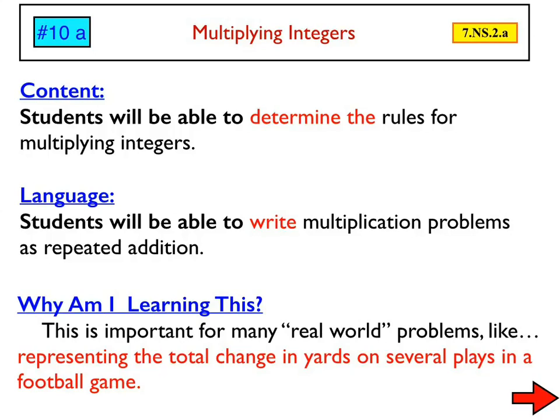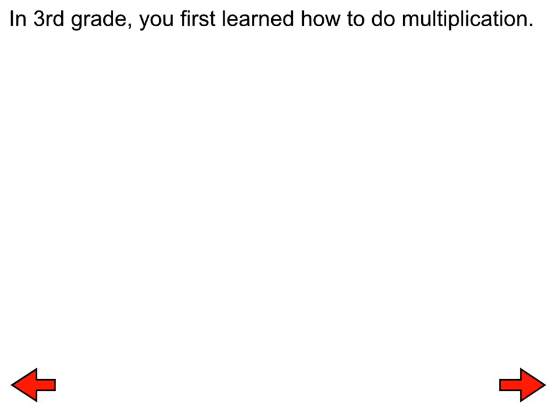Okay, so once again, in adding and subtracting, we learned with multiple methods. And eventually I told you, pick the way that works best for you. We're going to use the same strategy for multiplication today. So in third grade, when you first learned how to do multiplication, we're going to sort of review some of those ways that you learned in the third grade.